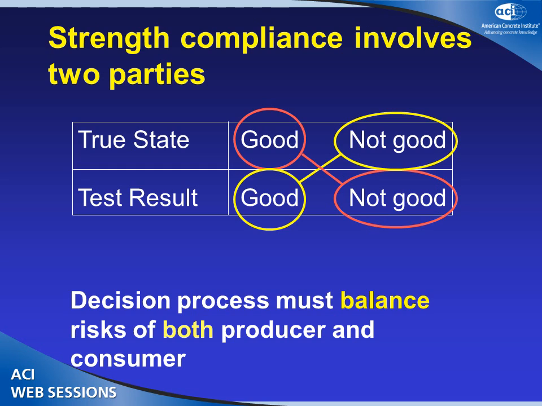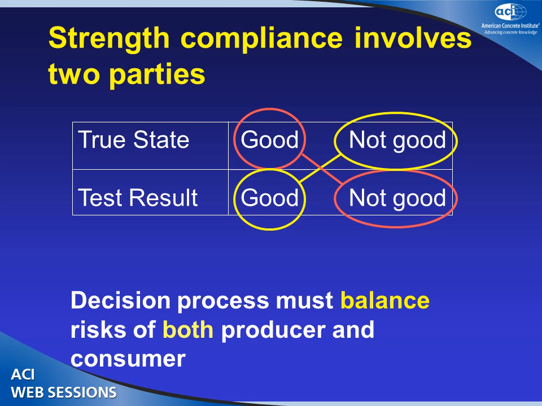Incidentally, there's a second round of optimization there. If you're trying to reduce these risks, then the answer is take more cores. And so the ACI core acceptance criteria, which have been around since, I think, the 1971 version of the standard, so about 40 years, is saying that we think the balance for this particular strength compliance issue is about where it should be.